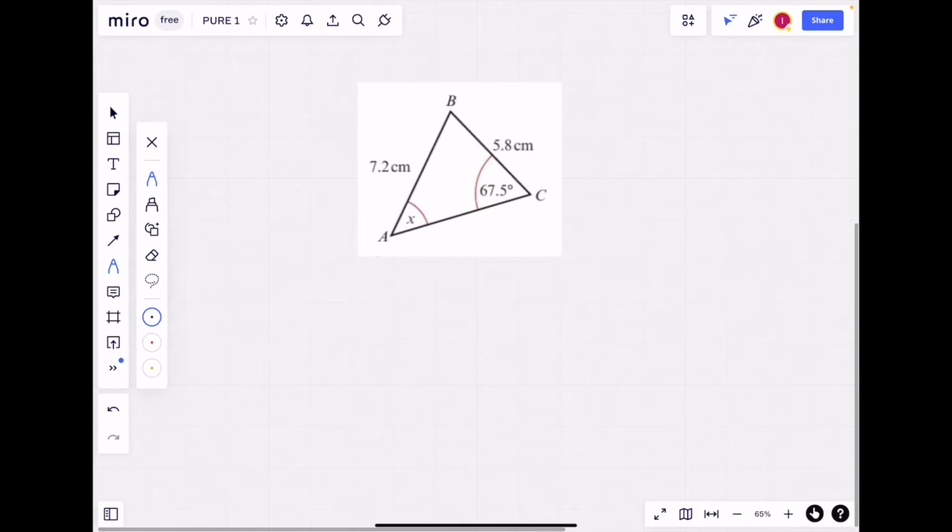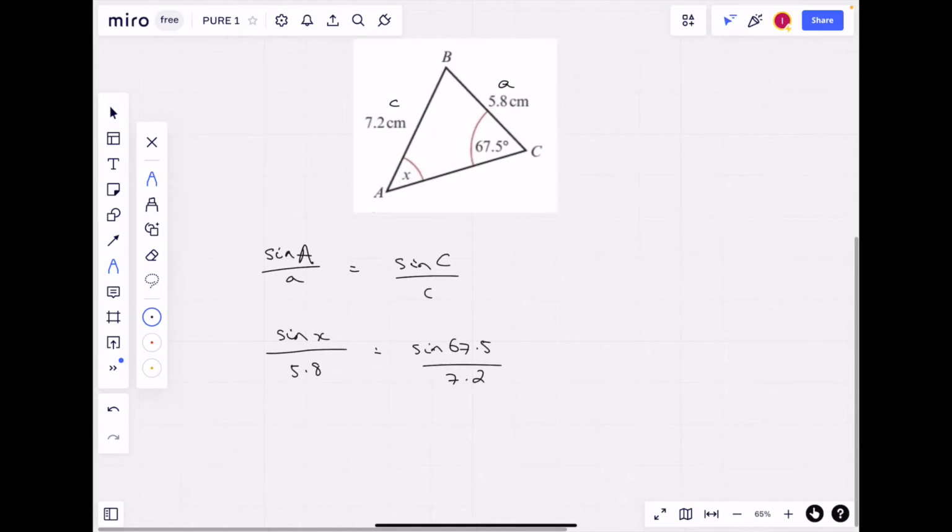You're trying to find an angle in this case. So you're going to make use of sine A over A equals sine B over B. Or in this case, C. Doesn't matter what the letters are, as long as it follows that structure. So this is small a, this is small c. You've got capital A there, you've got capital C there. So sine x over 5.8 equals sine 67.5 over 7.2.